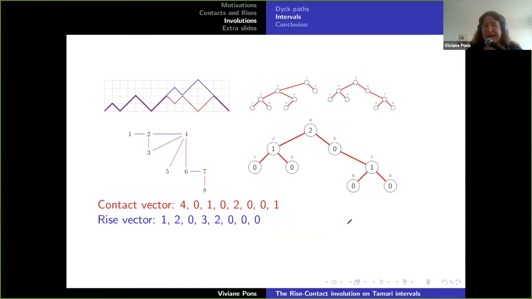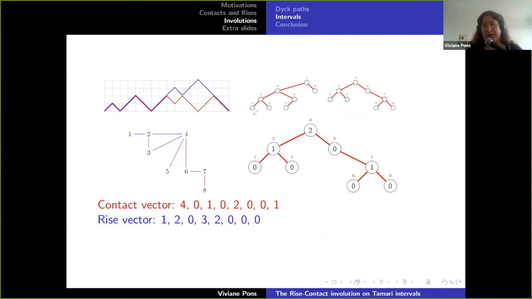To do that, I need to explain a little bit the different ways we have to see intervals of the Tamari lattice, because a key thing here is to see Tamari intervals with different objects to be able to generalize the involution the right way. The first way, which we have already seen, was two paths. Now we can transform each of these paths into a tree, so we obtain two trees.